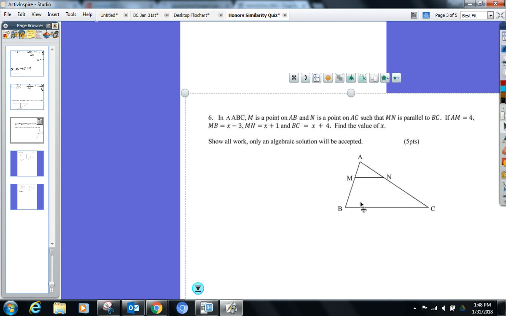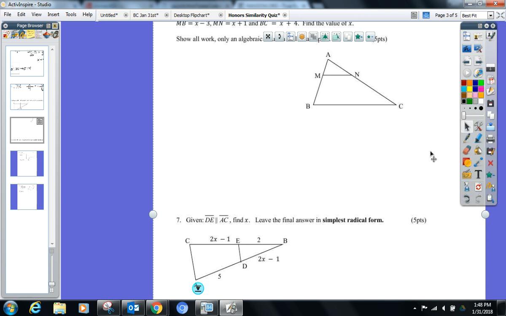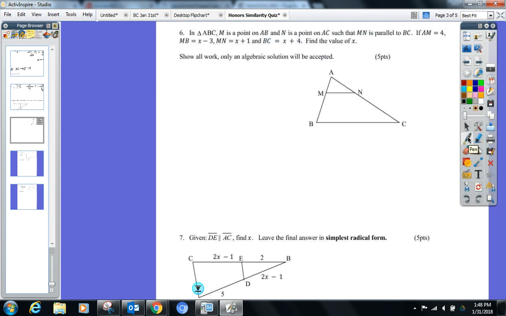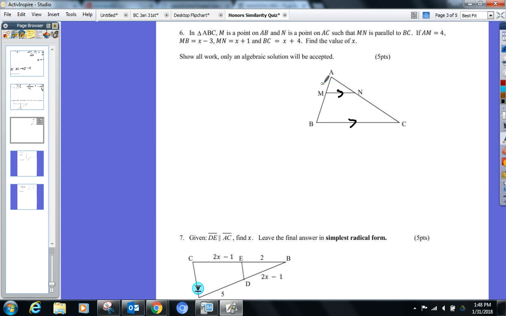I saw some interesting things here. All right, that's parallel. Got it. AM is 4. MB, x minus 3. MN is x plus 1. And BC is x plus 4. This is not an application of the side splitter theorem. That would need to be these two over here on AN and NC. Not side splitter. So let's take both triangles.